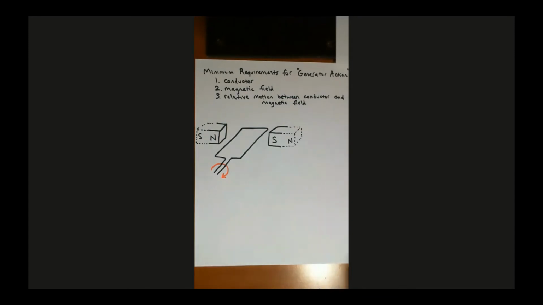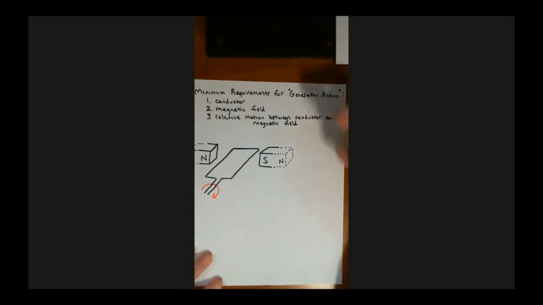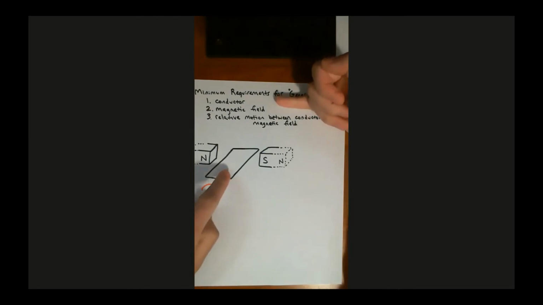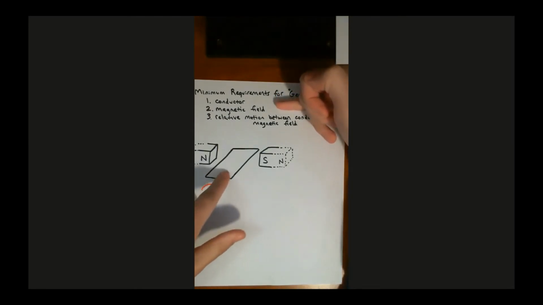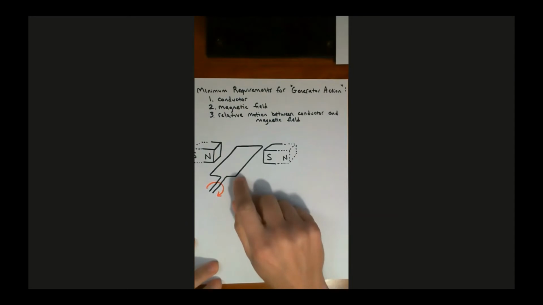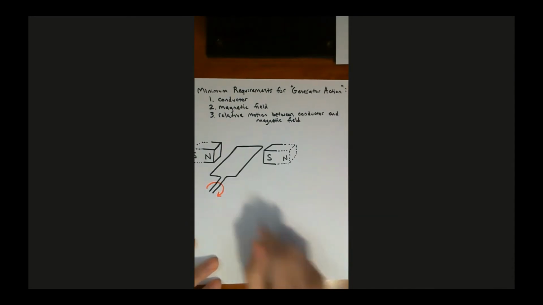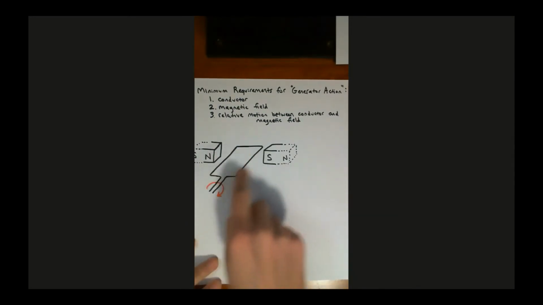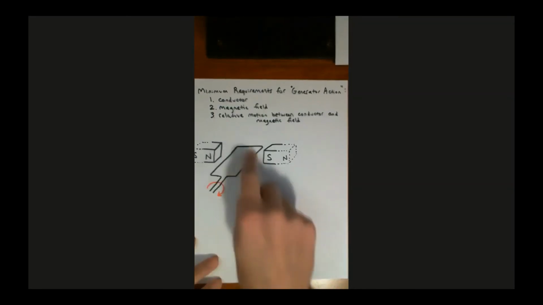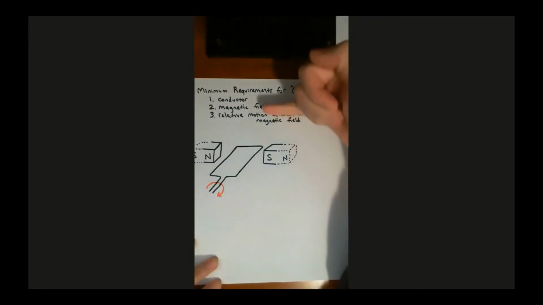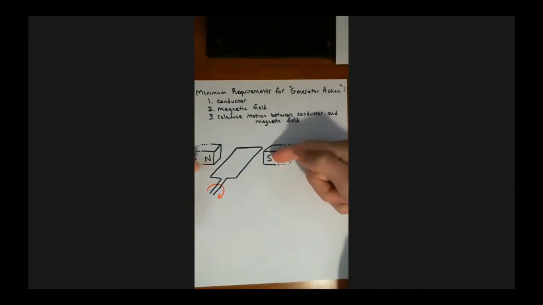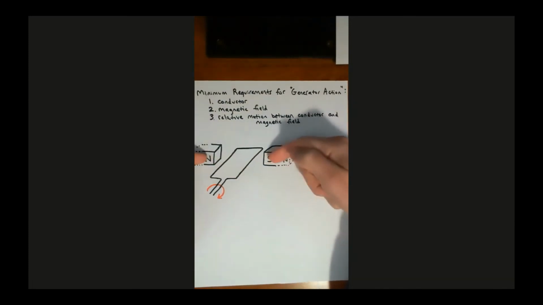And now think about whether we meet these requirements. Do we have a conductor? Yes, this is a coil of wire, symbolized with just one turn. I'll usually just draw one turn, but in reality this would have hundreds to sometimes even thousands of turns in this coil. Do we have a magnetic field? Yes, we have from north to south.